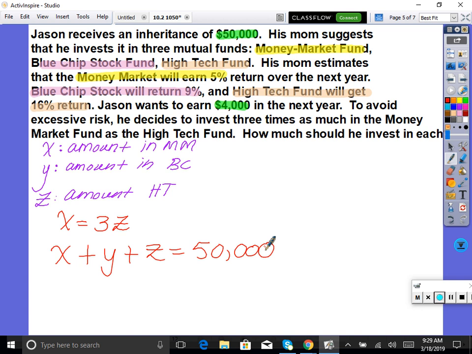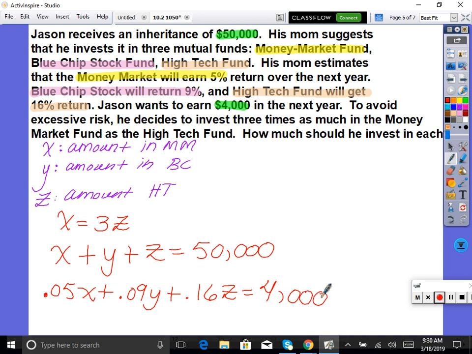So now we're dealing with percents, right? Yeah, now you're doing the percents. Well, that will have to do with the amount he earns, correct? Perfect. So it'd be 0.05x, plus 0.09y, plus 0.16z. Yep, and he wanted that to come out to be $4,000, correct?